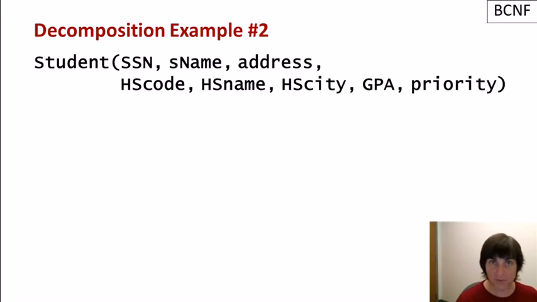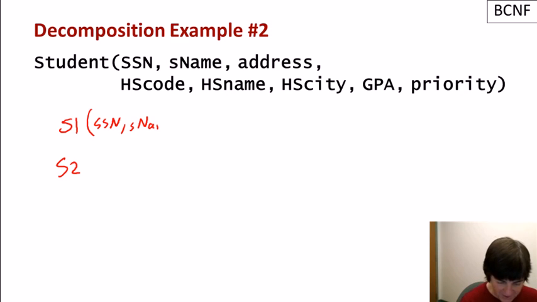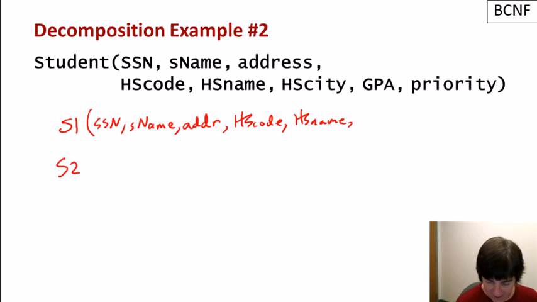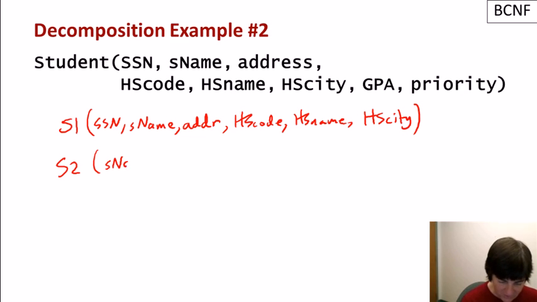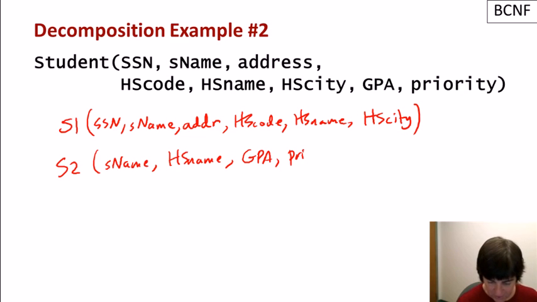Now let's look at a second possible decomposition of the student relation. Again, into two relations, S1 and S2. In the first one, we'll put the first bunch of attributes. So we'll put the social security number, the student's name, their address, their high school code, let's say high school name and high school city. And then in the second relation, we'll put, again, the student's name, we'll put the high school name, and we'll put, say, the GPA, and lastly, the priority.